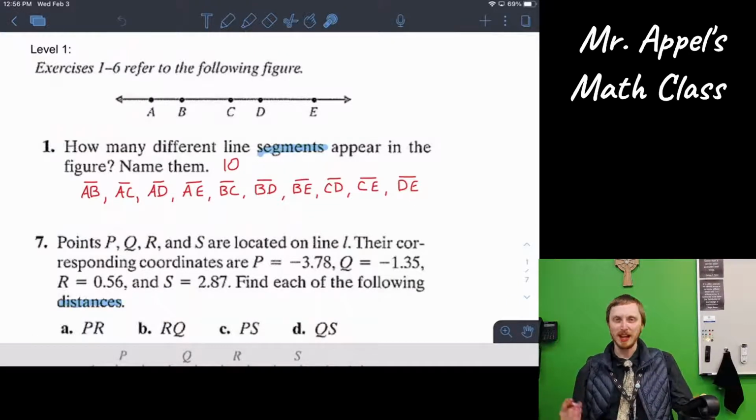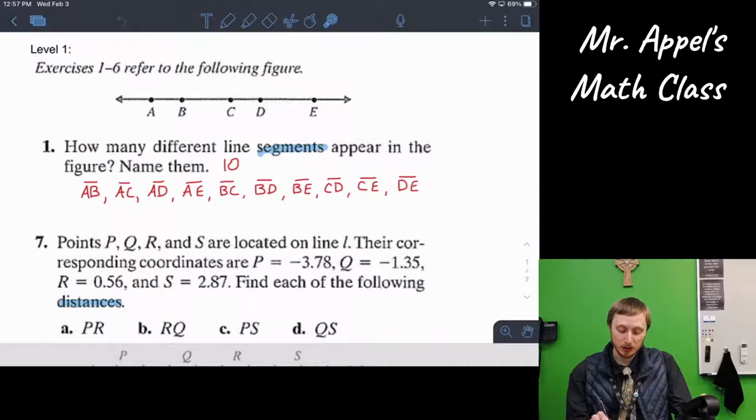Similar to the handshake problem, right? Everyone has to combine with everyone at least once. And of course, AB is the same as BA, which is why you don't need to repeat it, right?